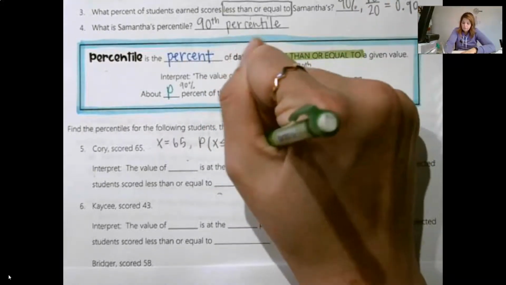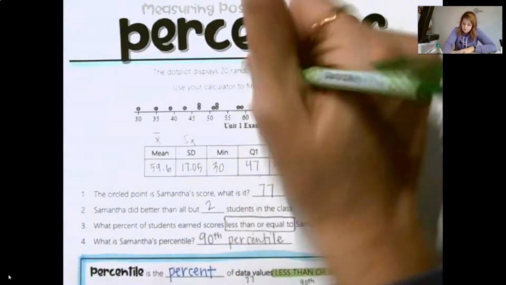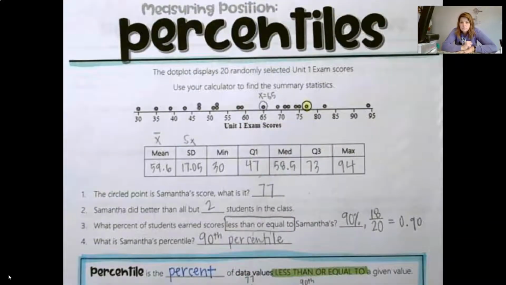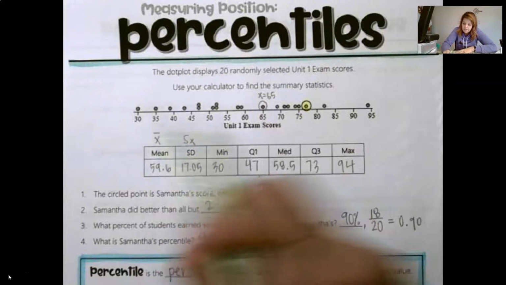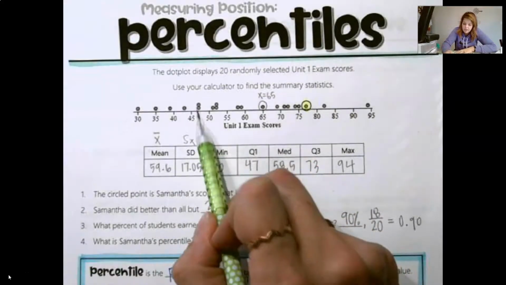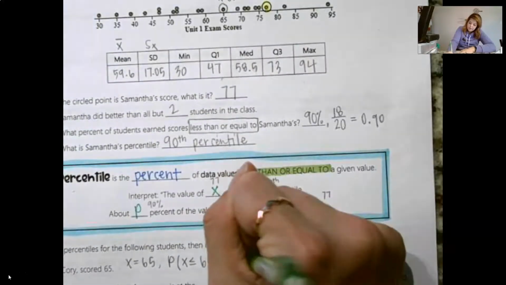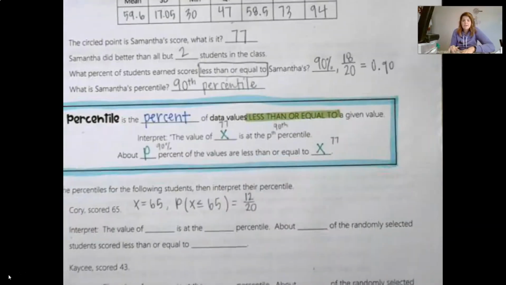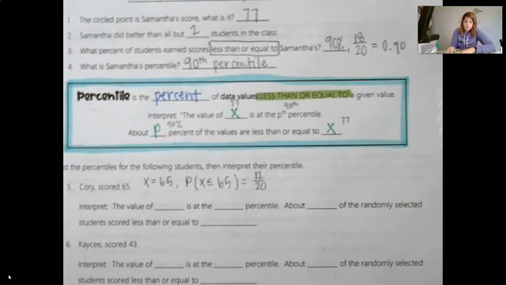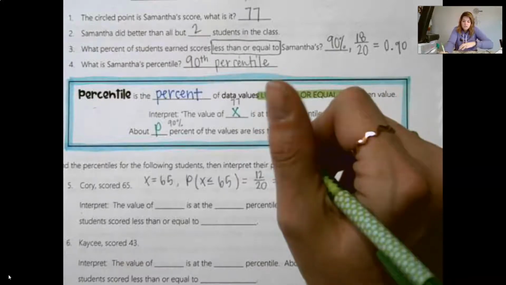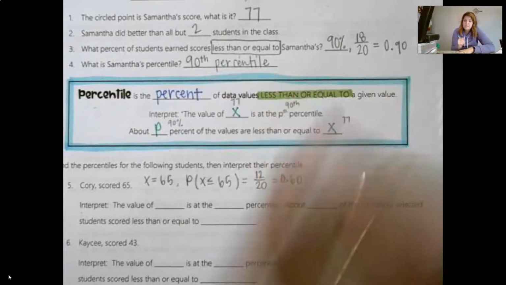is equal to, and then I need to go back up to my dot plot. This is x equals 65. So I can just count this and to the left. 1, 2, 3, 4, 5, 6, 7, 8, 9, 10, 11, 12. So 12 scores out of 20 scores are less than or equal to Corey's score. This calculates to a decimal of 0.60.